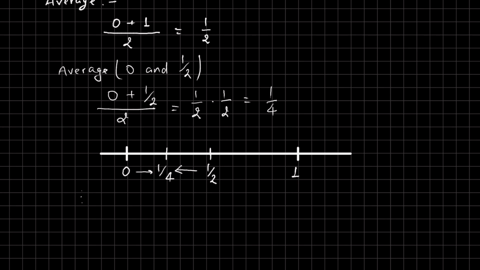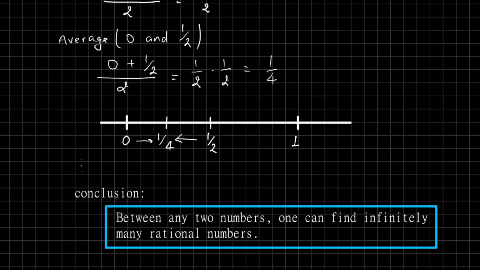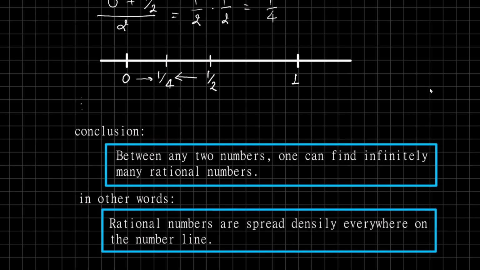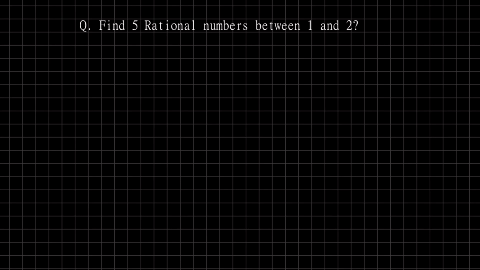So what conclusion can we draw from this? Our conclusion is that between any two numbers one can find infinitely many rational numbers, or in other words, rational numbers are spread densely everywhere on the number line. Initially I asked you how many rational numbers are there between any two numbers? So the answer is infinitely many. Let's see how we can find rational numbers between two given numbers.